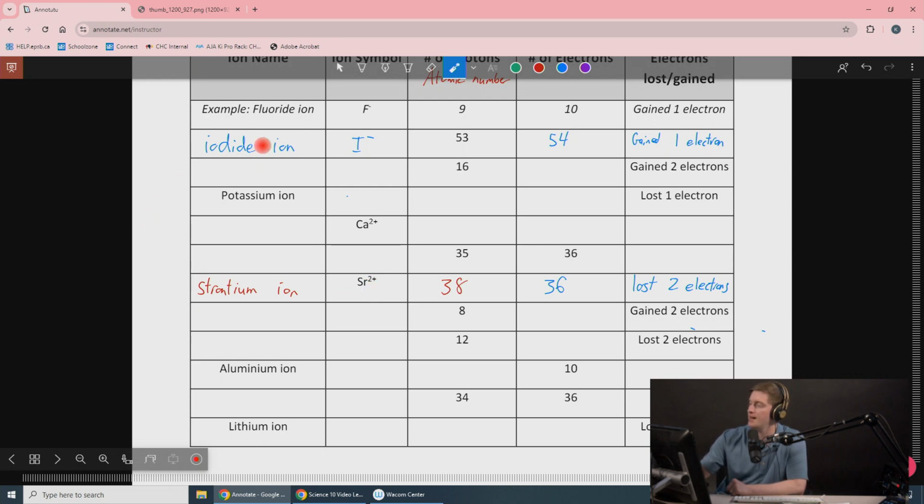Compare that to iodide up here, which has a negative charge, so it must have more electrons than protons. That's all for today. I would encourage you to practice filling out this table because your knowledge on ions is going to come in handy when we get to naming ionic compounds.